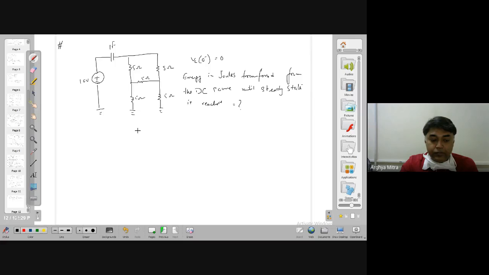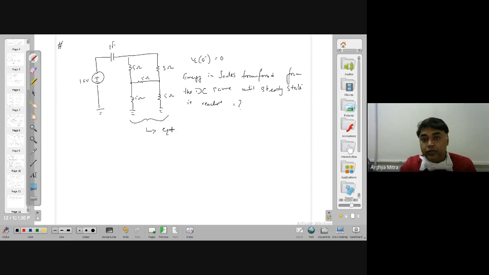Now, this is a balanced bridge, isn't it? If it is a balanced bridge, then how much is the current flowing through this branch? This is 5 ohm, this 5 ohm, this 5 ohm, this 5 ohm. So this branch will carry zero current. Or maybe I can say that the potential at this point and the potential at this point are the same, or the potential across this is zero. So in either case, your equivalent resistance is 5 ohm. So that's the way this is solved in an easy form.